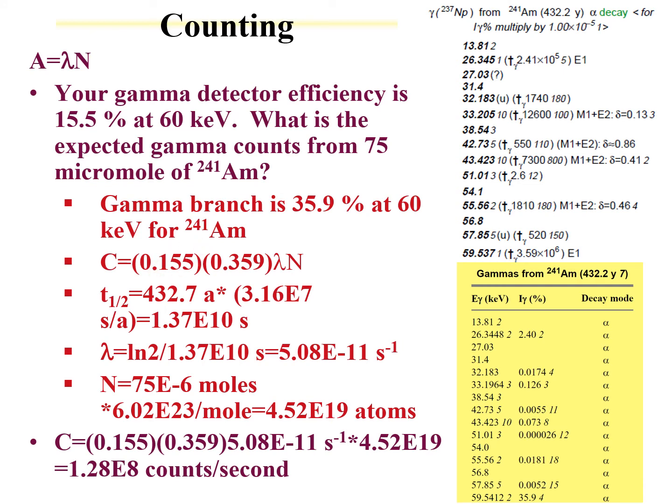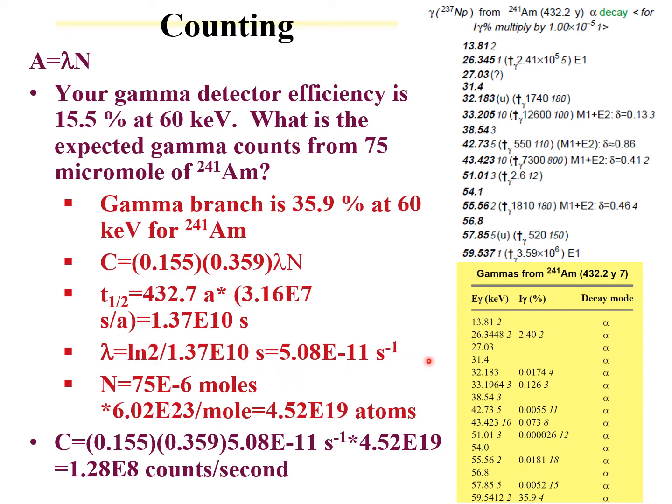Then I use my lambda N. That's equal to my counts. I put in my half-life. Using the half-life of 432.7 years and normalizing that to seconds, where there's 3.16 times 10 to the 7th seconds per year, you get a half-life of 1.37 times 10 to the 10th seconds. I get the seconds, because remember I said the half-life needs to be in the same unit. It's given to you in years. I need to convert it to seconds. I use this half-life in seconds to get the decay constant.